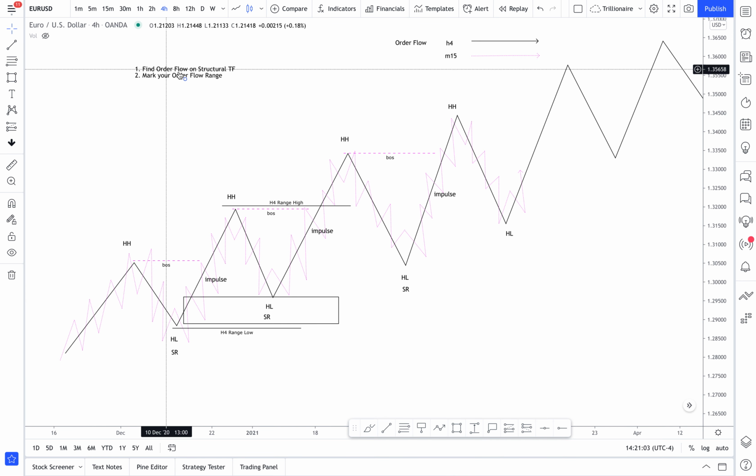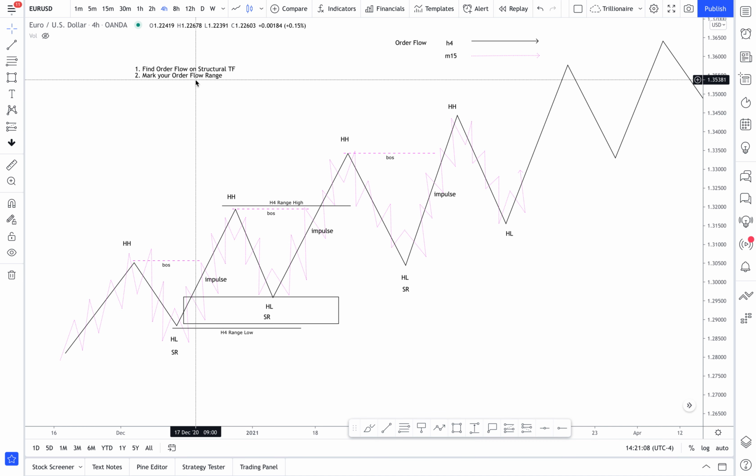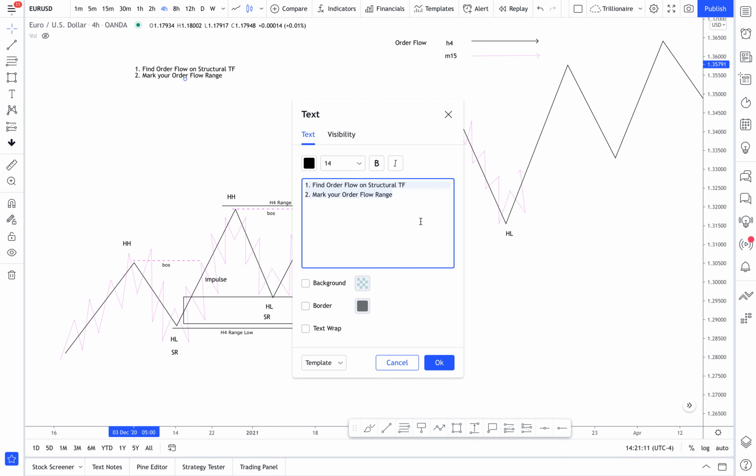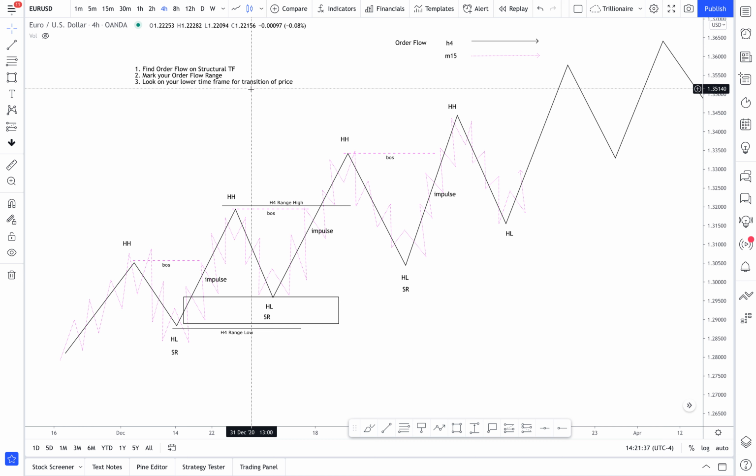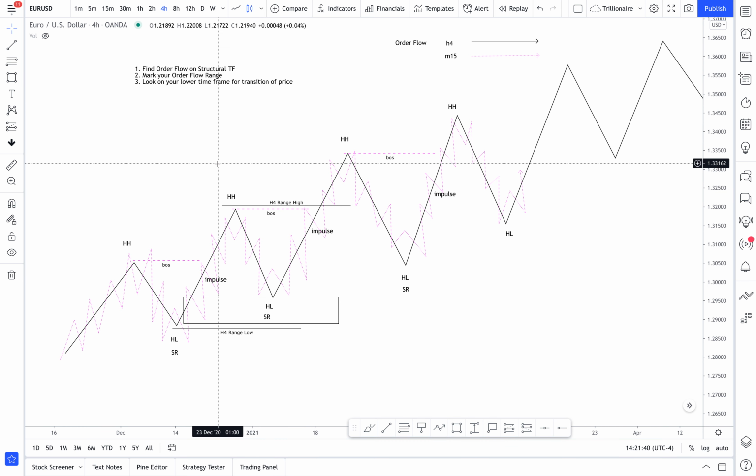So what you want to do is find order flow on your structural time frame, mark your order flow range, high and low. And lastly, once you do have your high and low or invalidation areas, then what you're going to want to do is look on your lower time frame for a transition of price whenever it gets to an order block, so to speak.